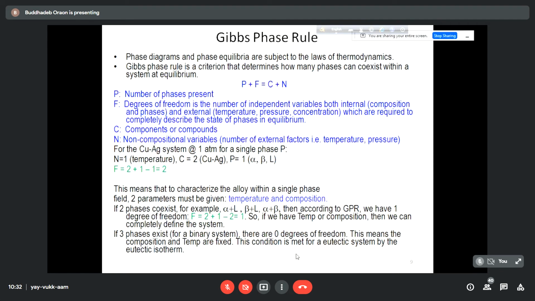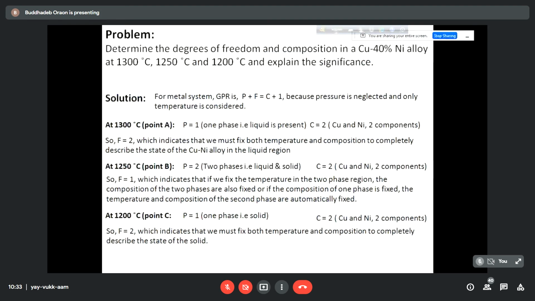This condition is met for a eutectic system. Actually, we'll discuss it when we discuss the eutectic system. What do you mean by a eutectic system? It is where a solid and two different phases are at equilibrium at a particular temperature and a particular composition. This means that the composition and temperature will be fixed when three phases coexist, or are at equilibrium. We will see this in detail in subsequent slides, then it will be further clear.